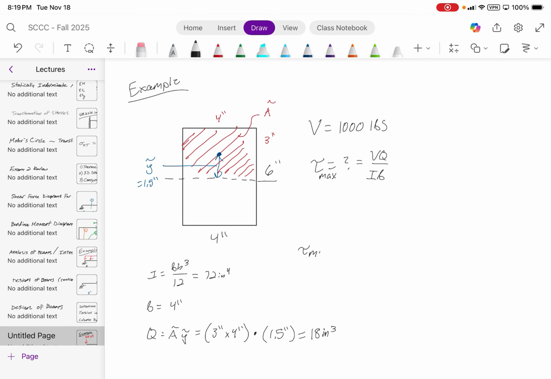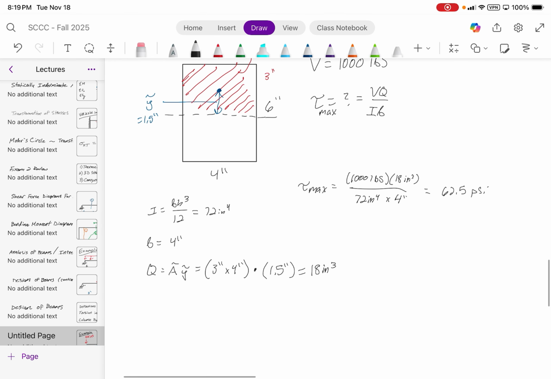So tau max is equal to 1,000 pounds times 18 inches cubed divided by 72 inches to the fourth times 4 inches. And what did you get? 62.5 psi. Yes? B is just the width at the point of interest of any material that's there.